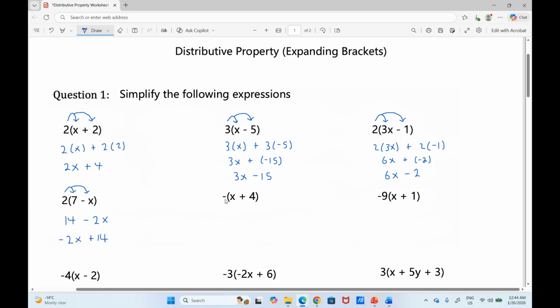Okay, now I have a negative outside my brackets and x plus 4. So what happens is this negative here is actually an invisible negative 1 that exists. So I have an invisible negative 1 bracket x plus 4. So I'm going to apply this invisible negative 1 and multiply it by x and multiply it by 4. Upon doing so, I'm going to get negative x minus 4. Okay, now I have negative 9 times x and negative 9 times 1. So negative 9 times x is negative 9x, and negative 9 times positive 1 is going to be negative 9.